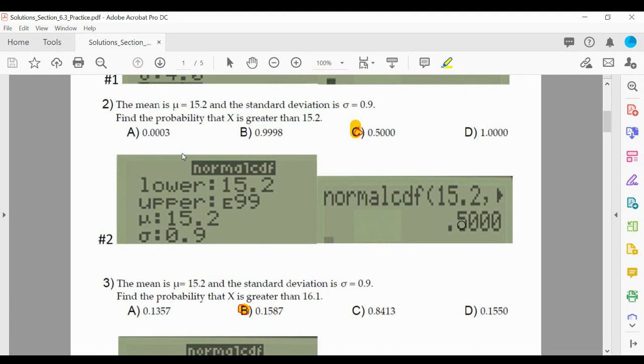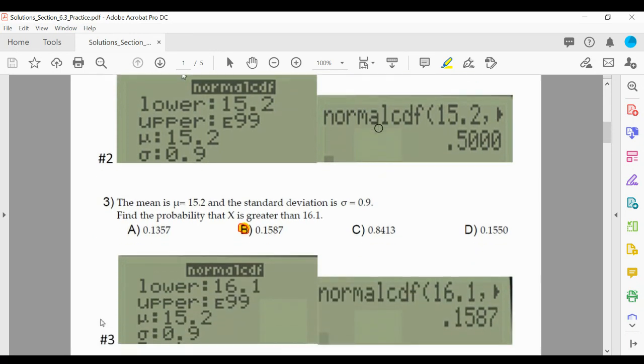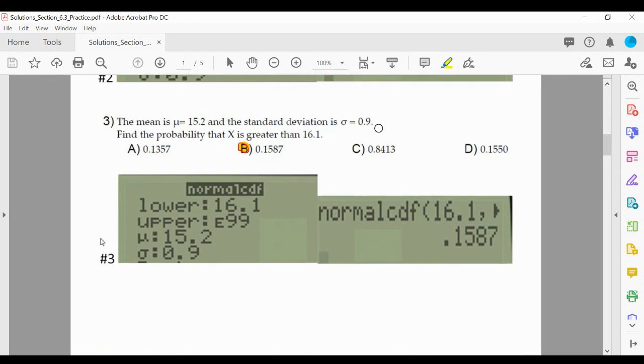And you put in the calculator 0.500, but notice the mean is 15.2. You're asked to find the probability that X is greater than 15.2. Well, half the values are above the mean. The mean is right in the middle. Half of the probability or the area is to the right, and half is to the left. 0.5 to the right, 0.5 to the left. There's one you could have answered without even putting into the calculator.